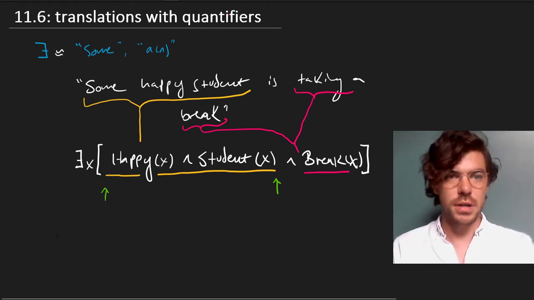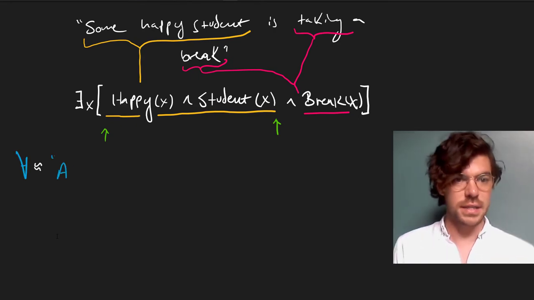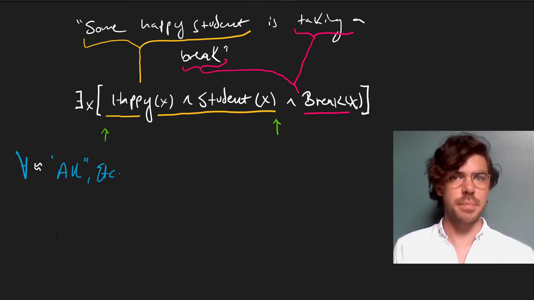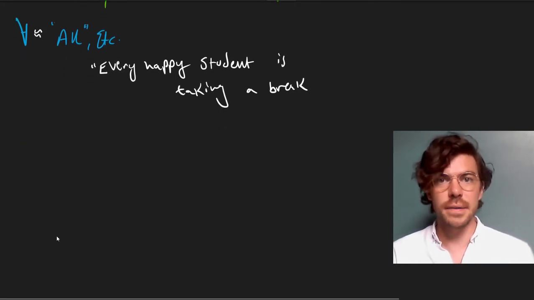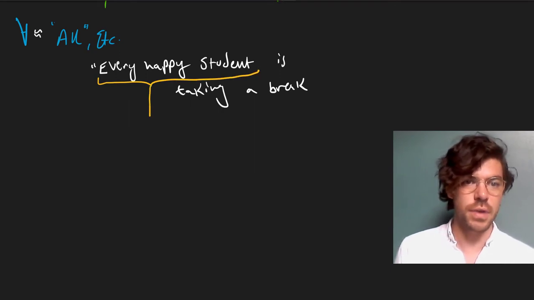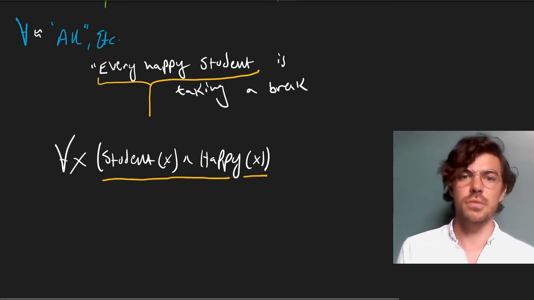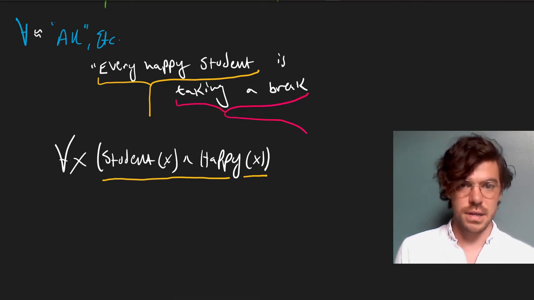Suppose, for example, we want to say that every happy student is taking a break. Now we've seen that the universal quantifier is roughly equivalent with our English determiner all, and so forth. So suppose that instead of some happy student is taking a break, we wanted to say every happy student is taking a break. We'll separate out the grammatical subject here, the way we did with the existentially quantified sentence above, and we'll write it as X is a student and X is happy. We'll add in our universal quantifier there. And then we'll take this second part and drop it in here.